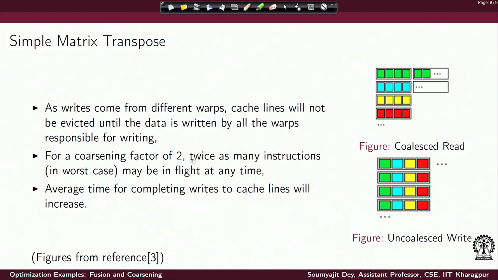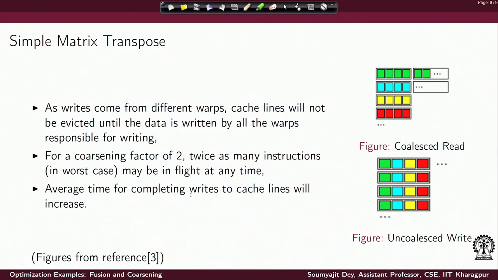For a coarsening factor of 2, I will have twice as many instructions which may be in flight at any time. So, I hope you are understanding that if we consider this transpose operation, there was already this difficulty with the write and this issue with the cache, right. Now, if I increase the coarsening factor, whatever was the number of instructions in flight at any time would increase by the factor itself, right. So, the average time for completing the writes to the cache is going to increase.